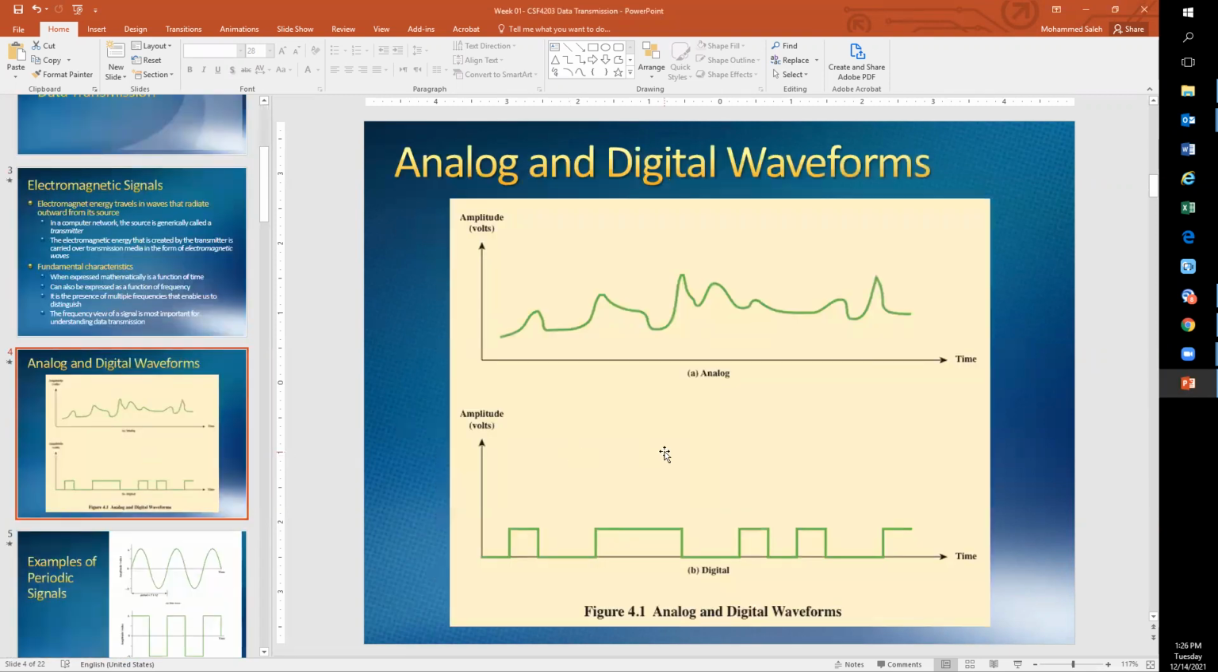Now, as you know, we have two different types of signals. We have analog and we have digital. Analog is constantly changing or varying in value over time, as you can see here in the analog. So the amplitude is changing. For digital, it is actually discrete values. So for a certain time it is at one value, maybe low, and then at another time interval it is high, over time. That's why it's called digital.